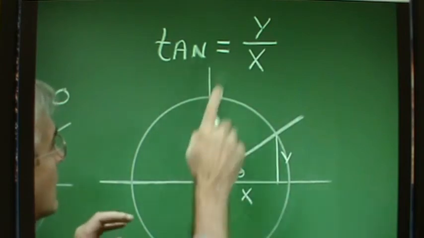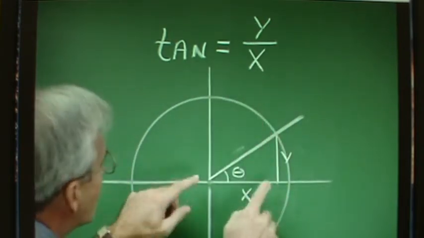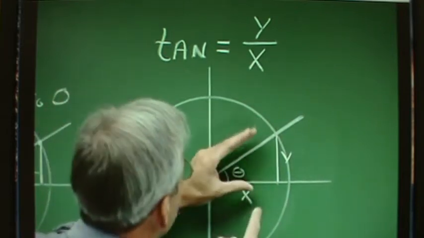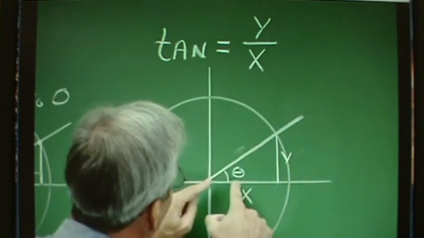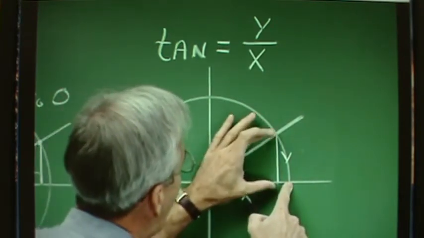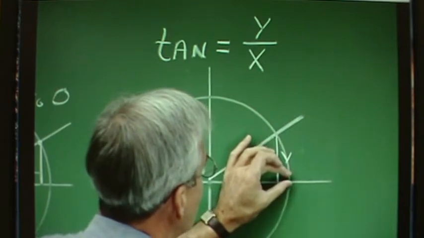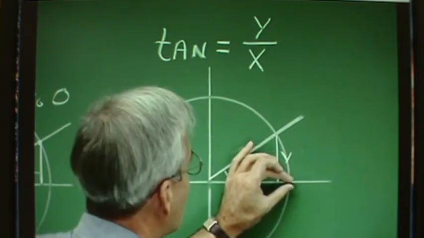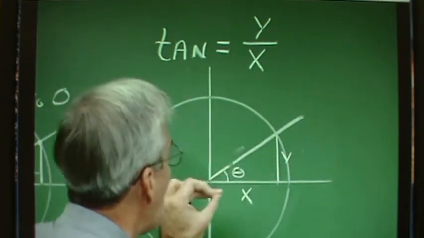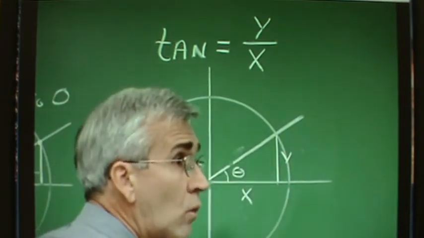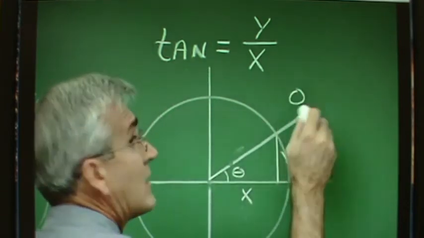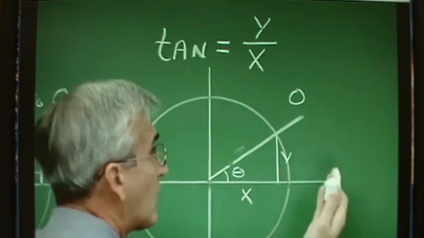Because y over x, if we think about the unit circle here, as that angle gets smaller and smaller, the x will approach 1, and the y is approaching 0. Right here at a theta of 0 degrees, y is 0 and x is 1. 0 over 1, that's 0. So the value for tangent begins at 0 when theta is 0 degrees.